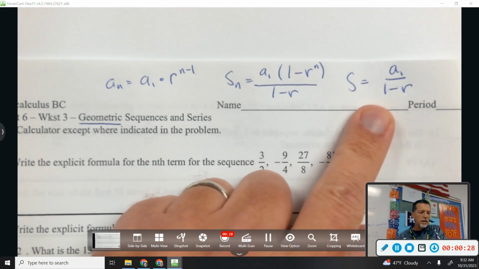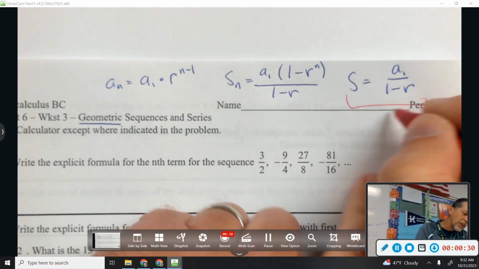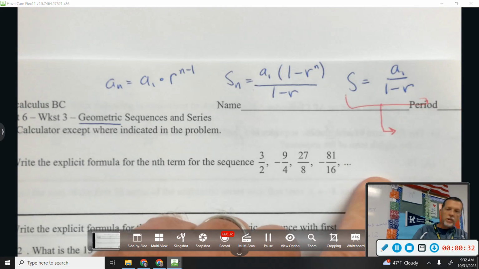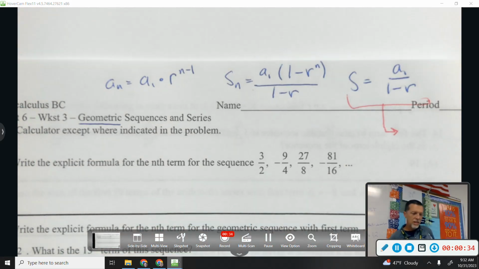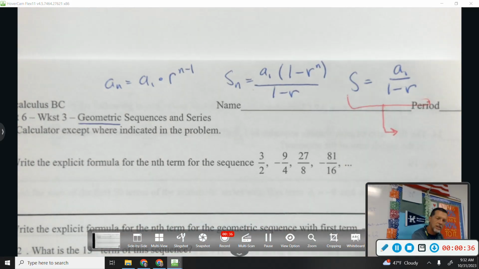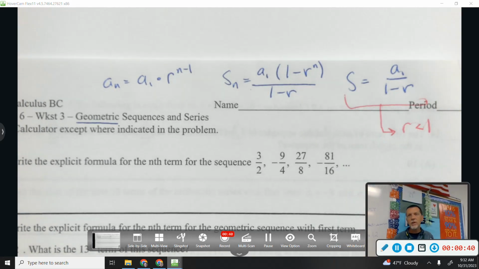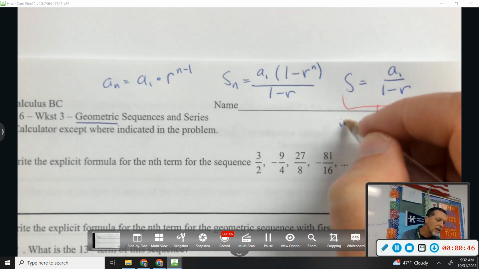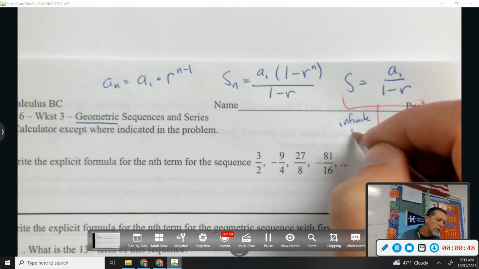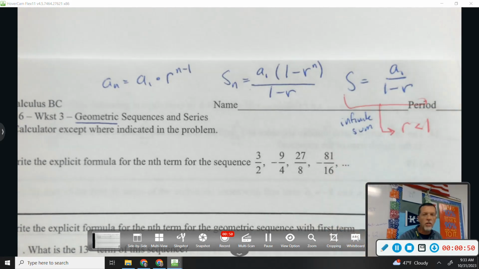That one comes with a kind of a stipulation, or a condition. When are we allowed to use that formula? If the absolute value of r is less than 1. If r is bigger than 1, you can use it, you'll get an answer, it just won't be the right answer. So that's the infinite sum, but only useful if r is less than 1. Questions from worksheet 3?